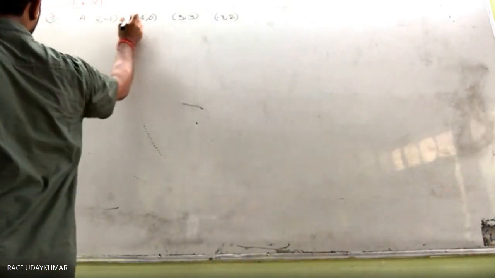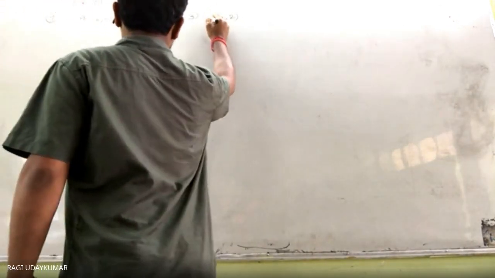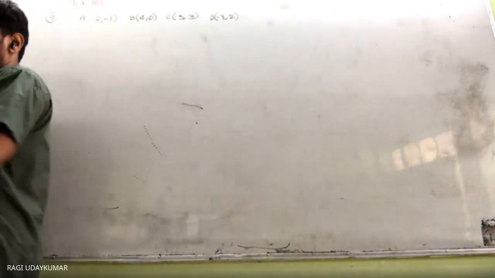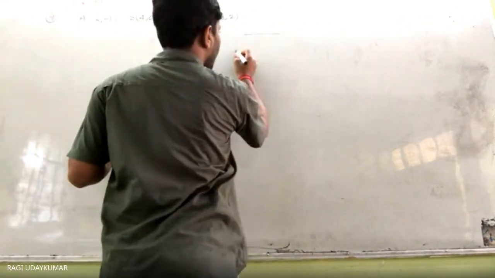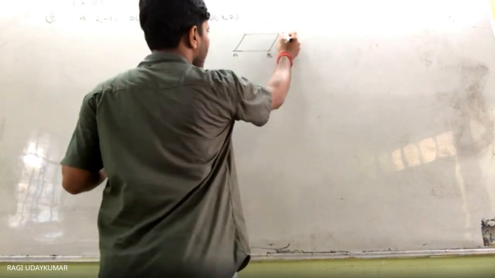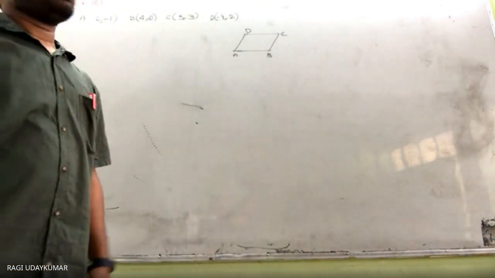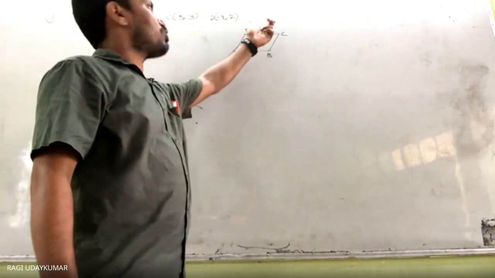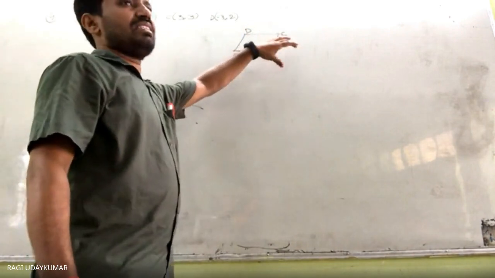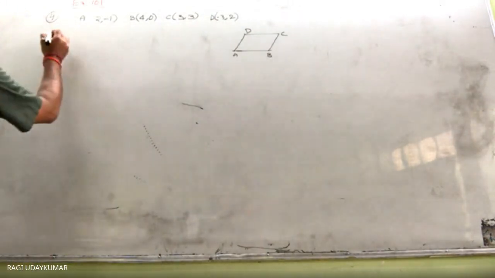You do not have to use the distance formula. These 4 points form a parallelogram in this order. A parallelogram is like this. Opposite sides are parallel to each other. That means the slope of AB will be equal to the slope of CD, and the slope of BC is equal to the slope of AD. So we have to find 4 slopes.